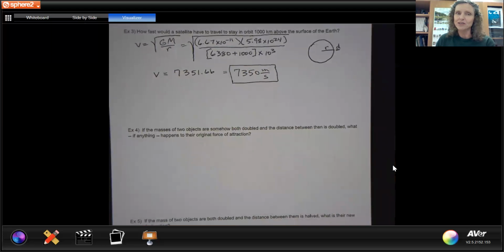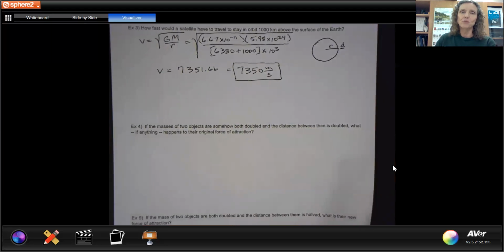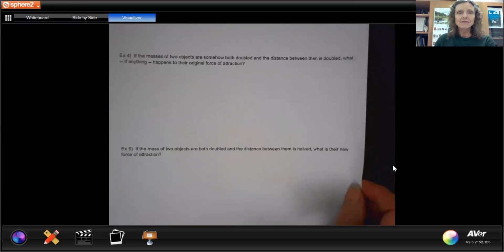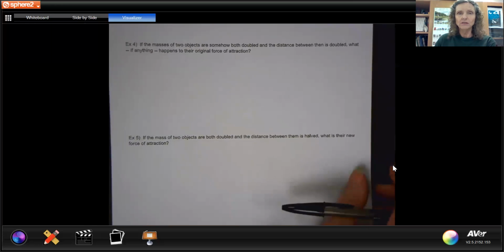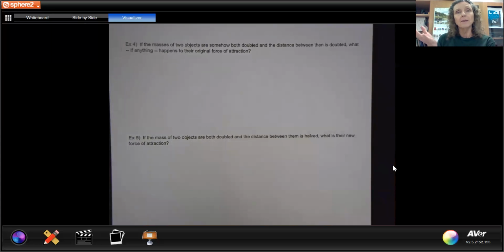Let's try maybe some algebra with just a few little numbers in it. Just 2 more problems, hang in there. If the mass of 2 objects are somehow both doubled, that could happen. You could take a dump truck, for instance, that's empty and then fill it up. And the distance between them is doubled. What, if anything, happens to their original force of attraction?